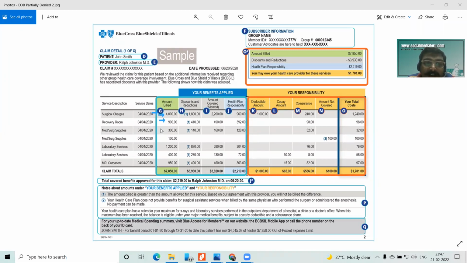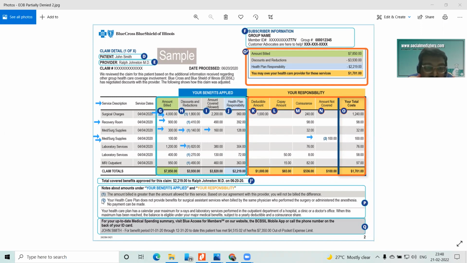These are the billed amounts for these services. Okay, and here you have the discounts. These are the reduced values. Here you have the amount covered. This is the allowed amount. So this amount minus these discounts will give you the allowed amount. Here you have the non-paid service. This is a non-paid service.